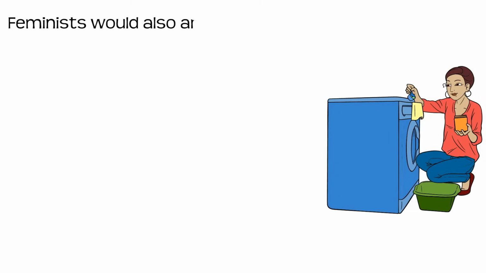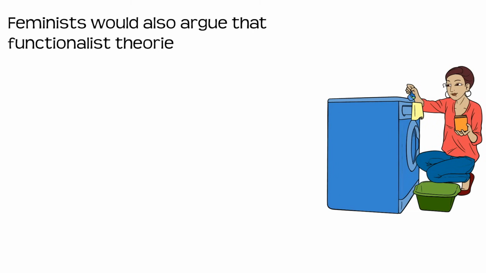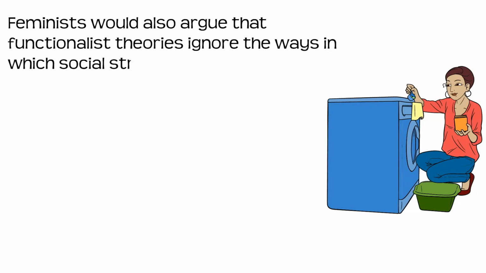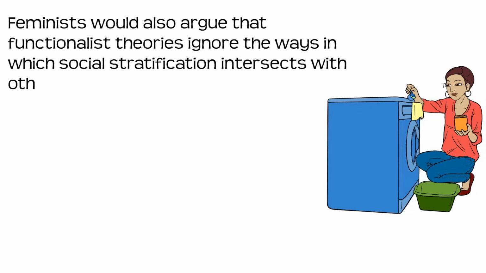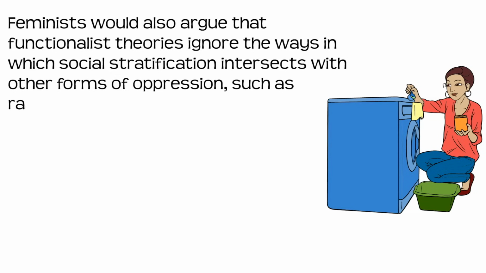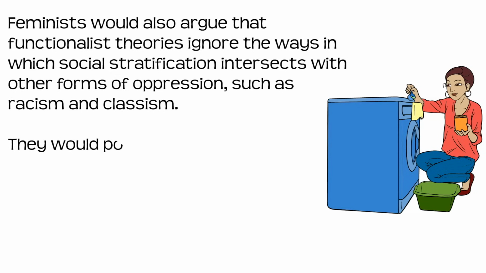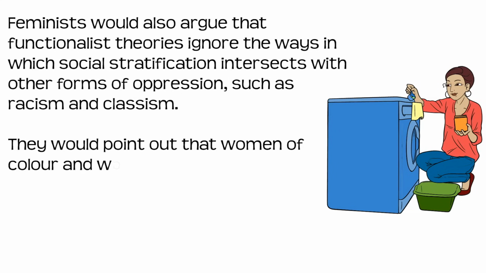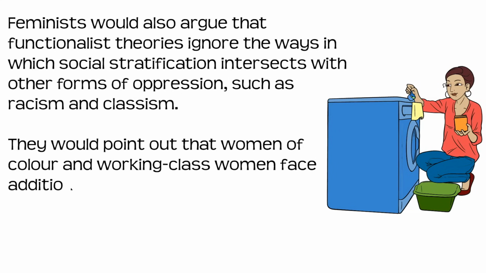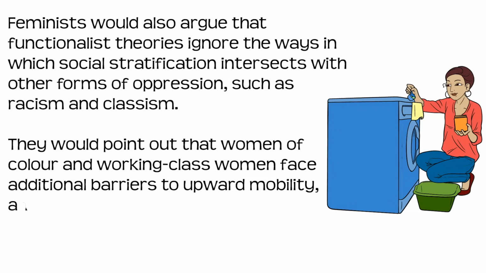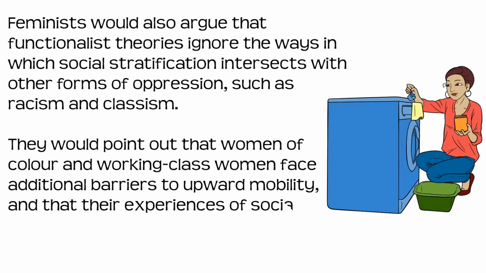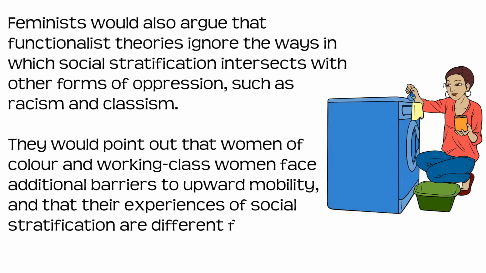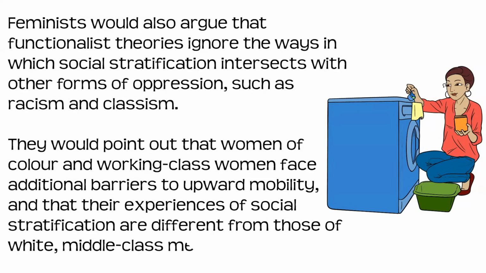Feminists would also argue that functionalist theories ignore the ways in which social stratification intersects with other forms of oppression, such as racism and classism. They would point out that women of colour and working class women face additional barriers to upward mobility, and that their experiences of social stratification are different from those of white middle-class men.